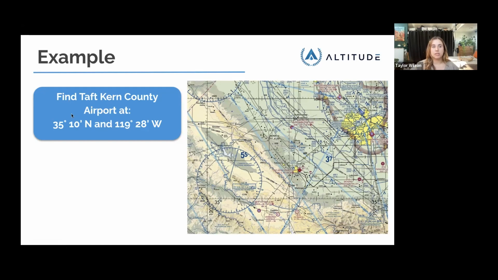So in this example, it says, find Taft Kern County Airport. This is actually a cool airport. I have flown in and camped there before. But I'll walk you guys through this one.